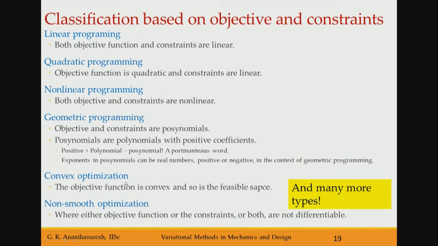There is something called convex optimization, where your objective function and constraints are all convex. Then you have convex optimization. There is also non-smooth optimization, where objective function or constraints are not differentiable, meaning that they do not have a well-defined derivative or gradient at all points. Such problems are called non-smooth optimization problems. There are many more categories that one can have for optimization problems based on the nature of the objective function and the constraints that are there in the problem.